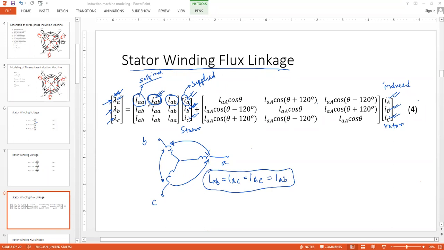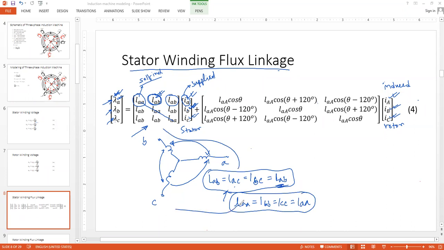So everywhere other than the diagonal entries in this matrix, you will see LAB. That means this assumption is being taken here. So LAB is LAC is LBC, and that is exactly the same LAB. And again, the self inductance for lambda B is the same as LAA, and for lambda C the self inductance is the same as LAA. So the other assumption is LAA equals LBB equals LCC. So this is the next assumption. These two assumptions are actually applied here.